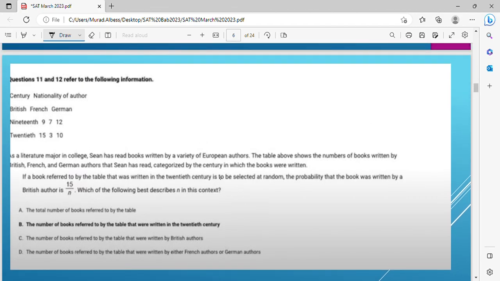As a literature major in a college, Seen has books written by European authors. The Europeans are British, French, and German, categorized by the century the book was written. Let's start with the question.